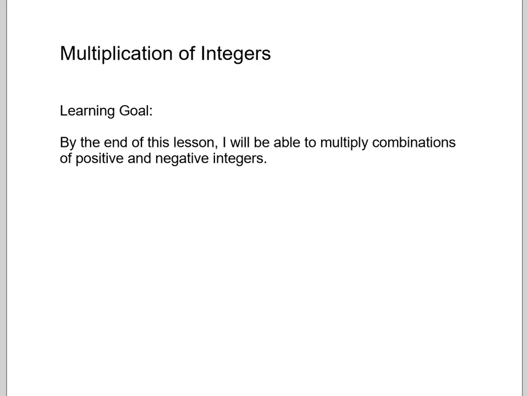Alright, welcome to multiplication of integers. So today our learning goal is: by the end of this lesson I'll be able to multiply combinations of positive and negative integers, and we'll be using a couple of different techniques to get that done.